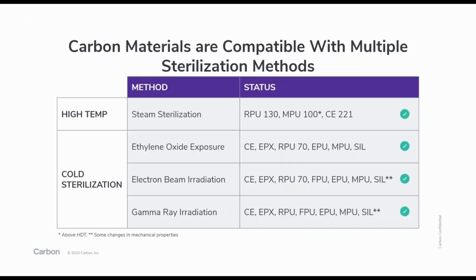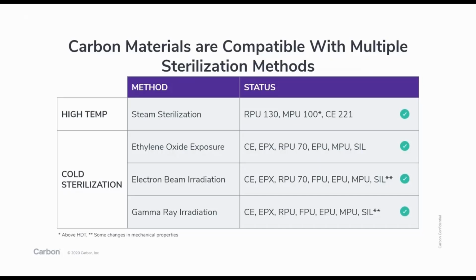Another requirement for the tibia cutting guide application is sterilization. Carbon materials are compatible with multiple sterilization methods. The Carbon DLS process is fully dense, so parts printed in MPU 100 can be sterilized without concern for porosity or excessive leachables. In addition to compatibility with cold sterilization methods, MPU 100 is also compatible with steam sterilization. So we have that product requirement covered.